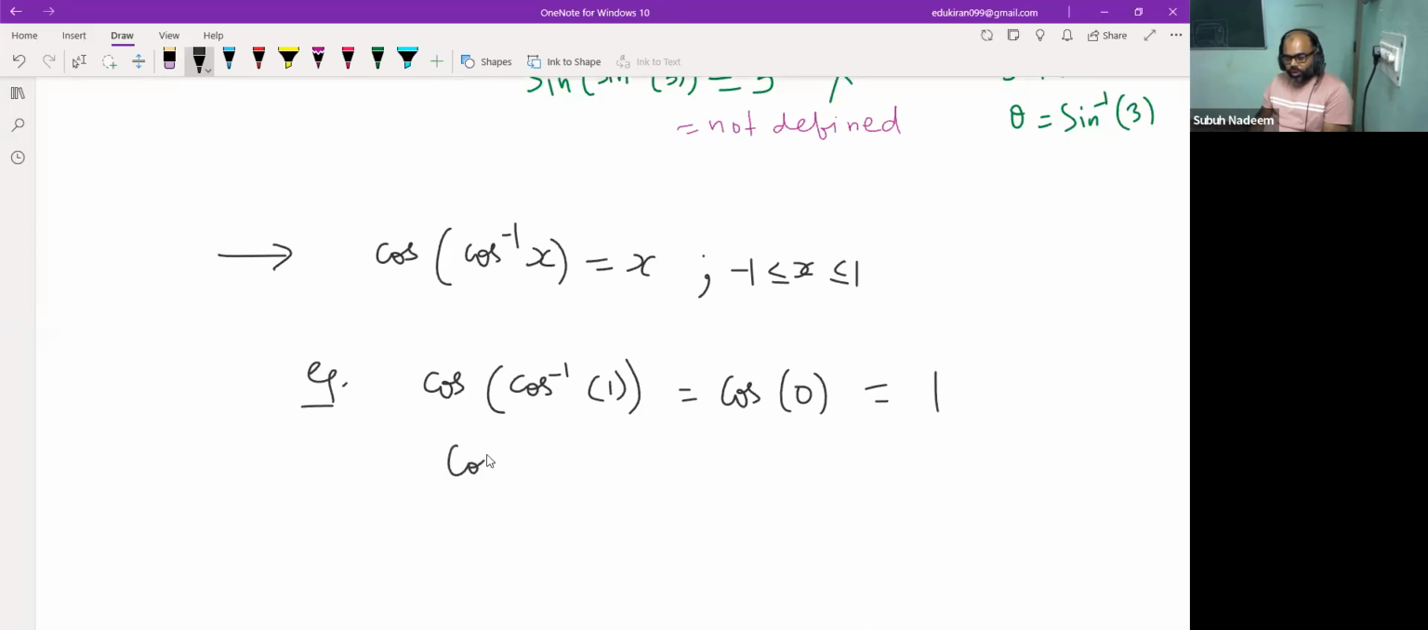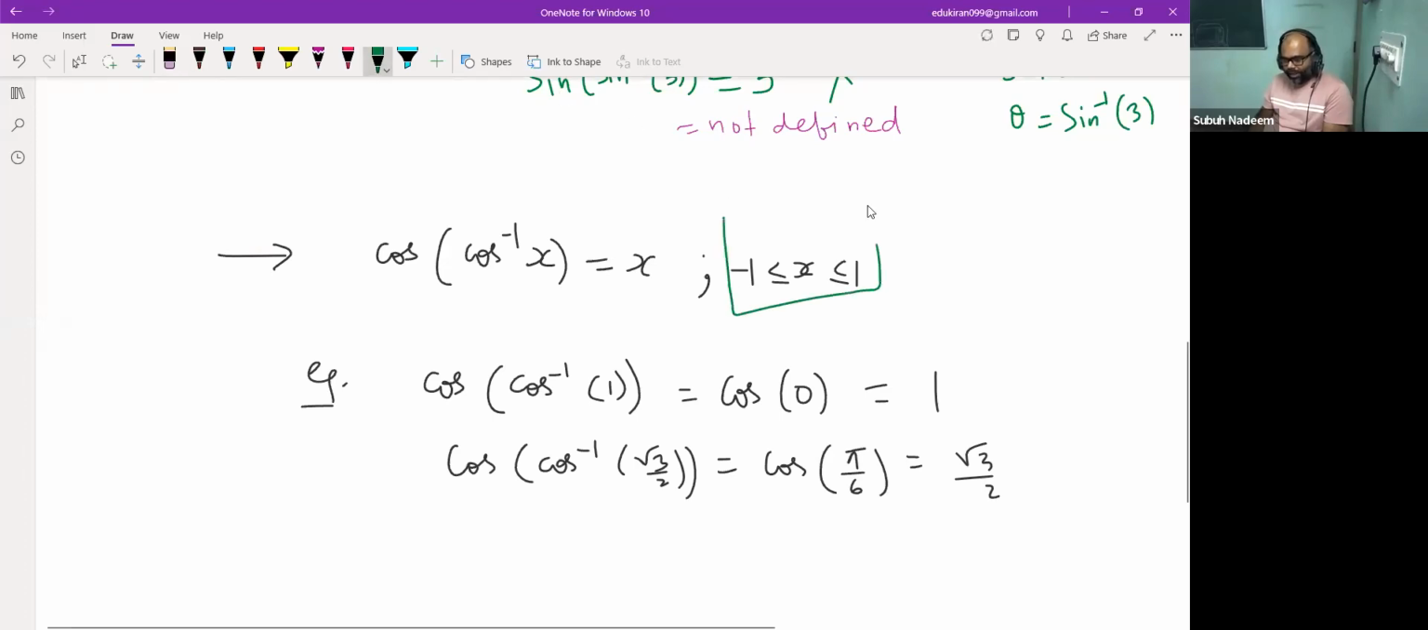Or if you take cos inverse of, let us say, root 3 by 2. So you know at which angle it is root 3 by 2. It is at 30 degrees. And cos pi by 6, cos 30 degrees, is root 3 by 2. So you are getting again root 3 by 2. So this process is of course there, but you can directly apply the property. But the condition is to be kept in mind. If x is outside this region, then it is not defined.